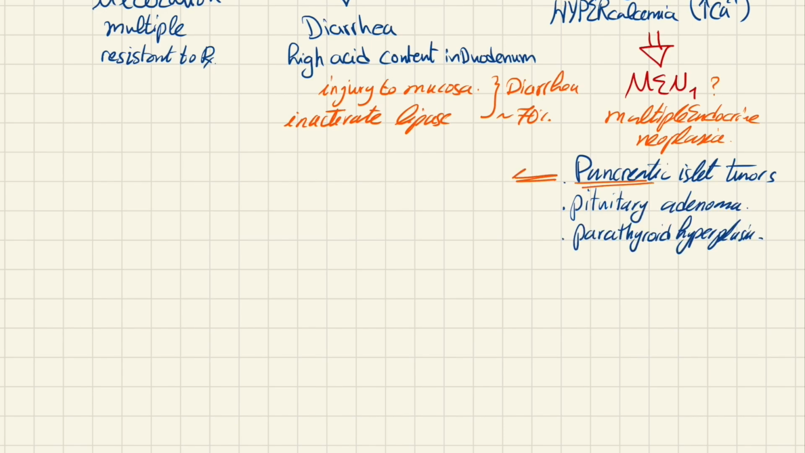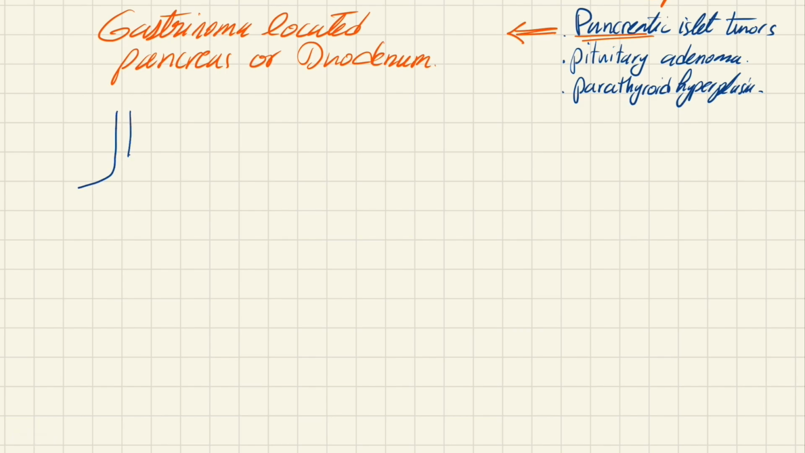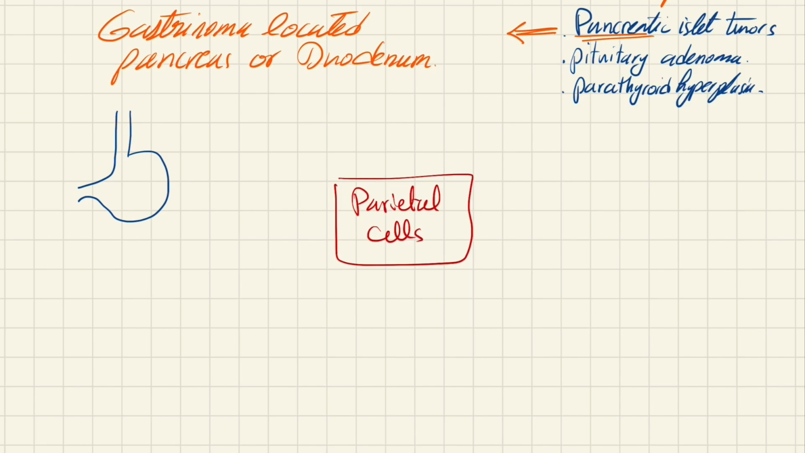Now this pancreatic islet tumor helps you to locate gastrinomas. So it is located in the pancreas or in the duodenum. Usually the main mass will be there. Now the second question is whether it is metastatic or not. We will mention this later during this lecture. Now let's review some pathophysiology.